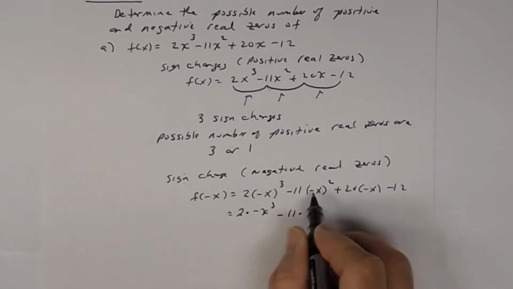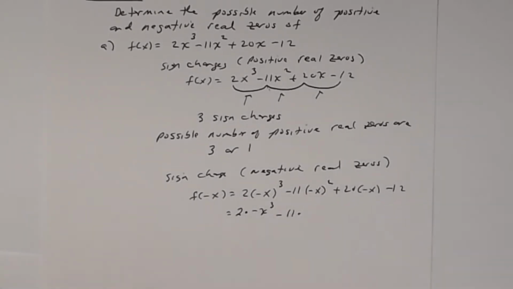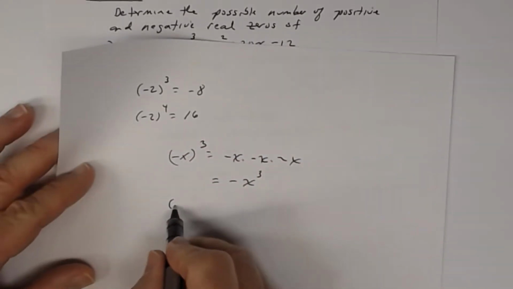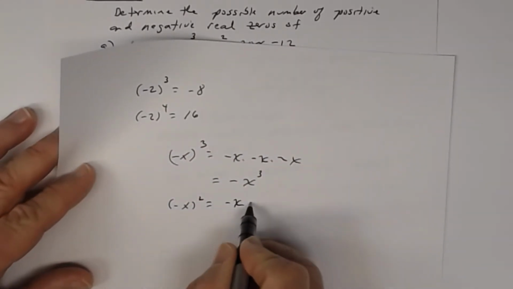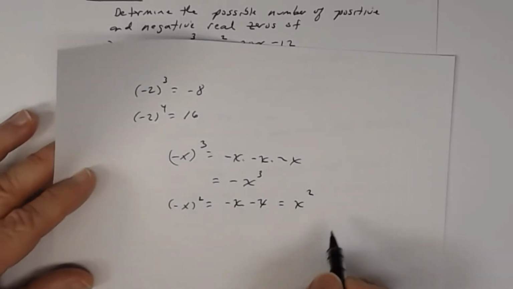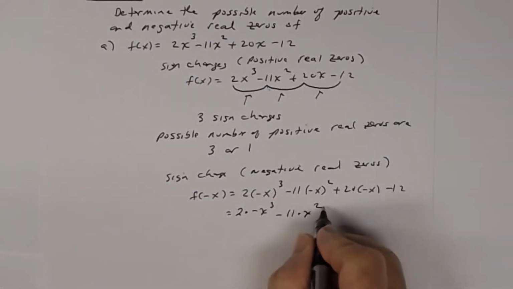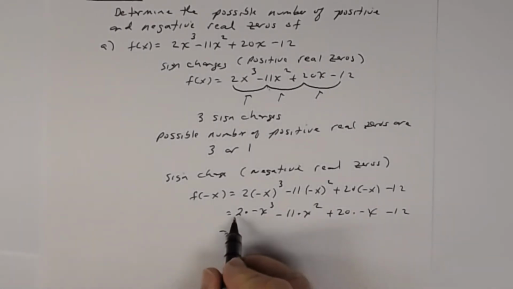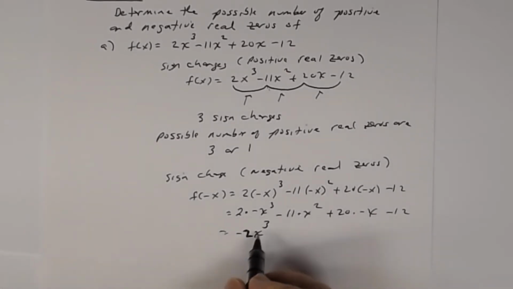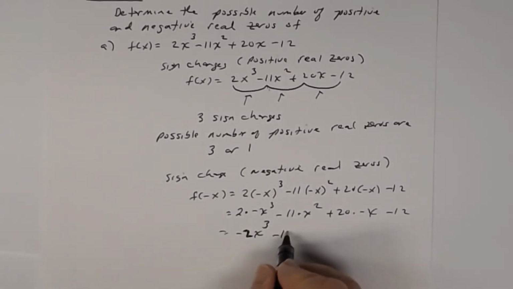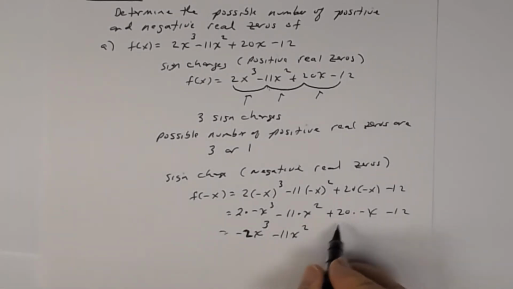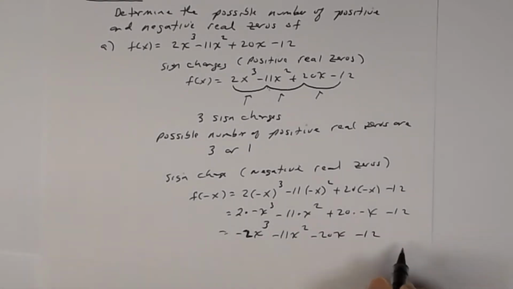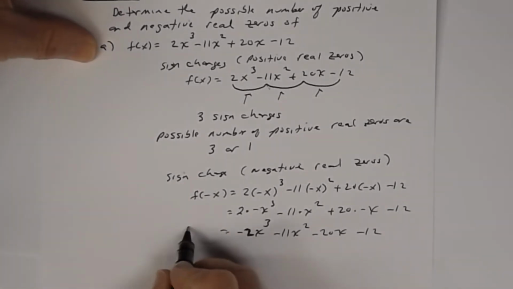Minus 11 times, well, negative x squared means negative x times negative x, which is a positive x squared. So that'll be times x squared plus 20 times a negative x minus 12. So 2 times a negative x cubed is a negative 2x cubed, minus 11x squared. 20 times a negative x is a negative 20x, and then minus 12. See, a constant never changes. Okay, so this is f of negative x.